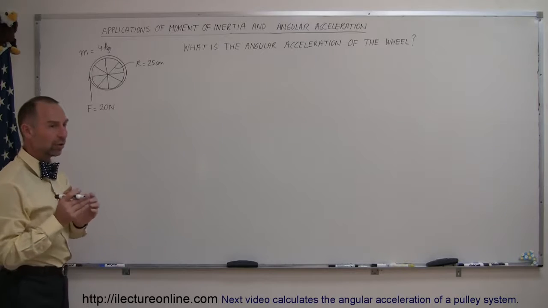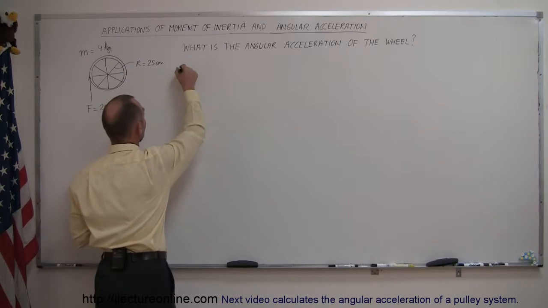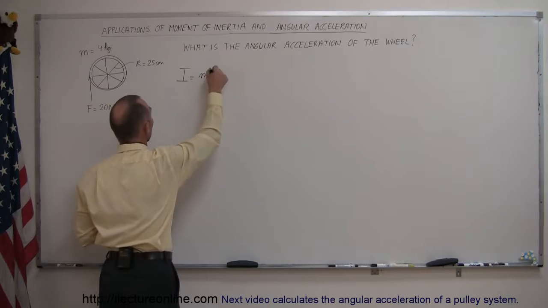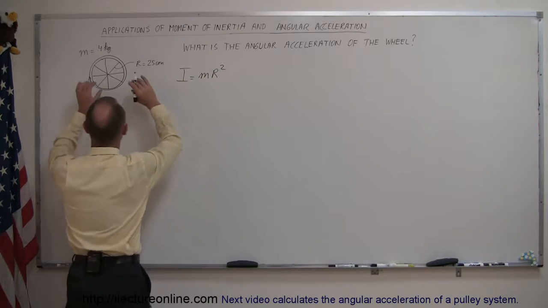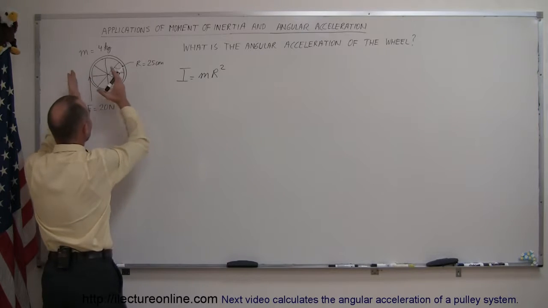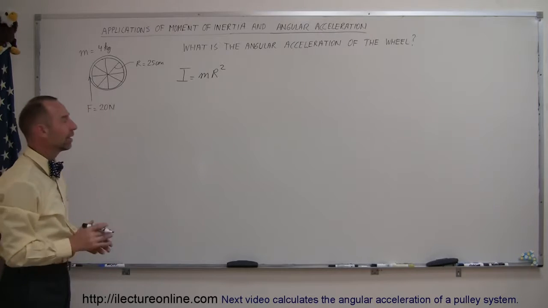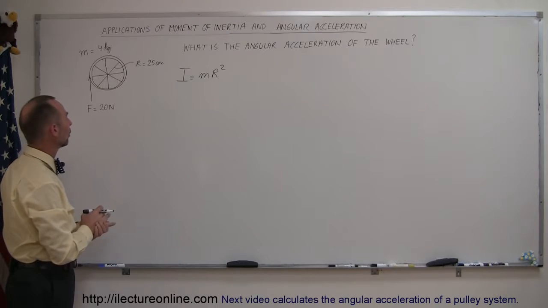So first of all, we understand that since it's an object that can rotate, it has moment of inertia. So I, in this case, will be mr squared, because it looks like all the mass is distributed at the very end of the radius of the object. The spokes can be assumed to be very, very light and do not play a role in this.